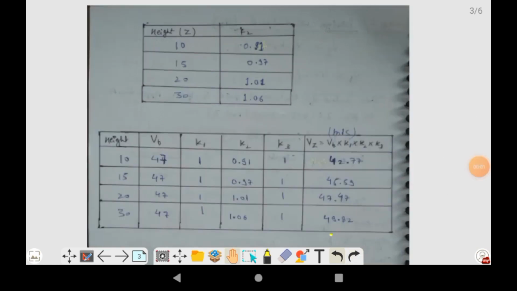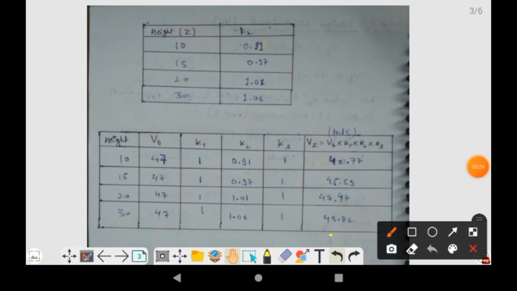Now here you can see that we have taken the values for K2, but the value of K2 keeps varying for different height levels, so it will definitely have an effect on the value of Vz. So now we are calculating the value of Vz for different levels of height. First we will calculate for the height of 10 meter.